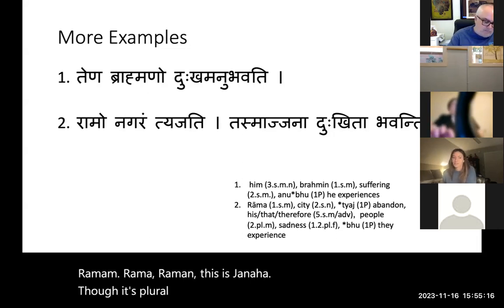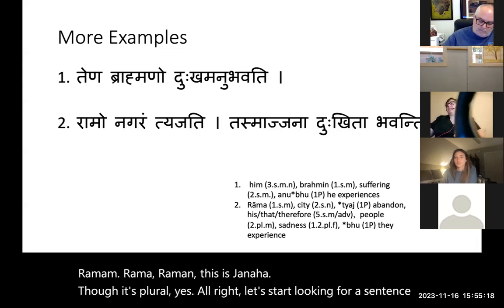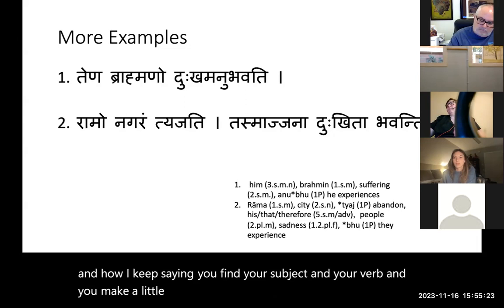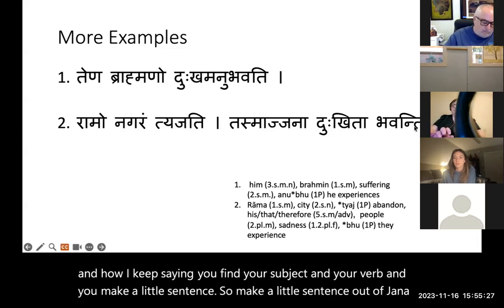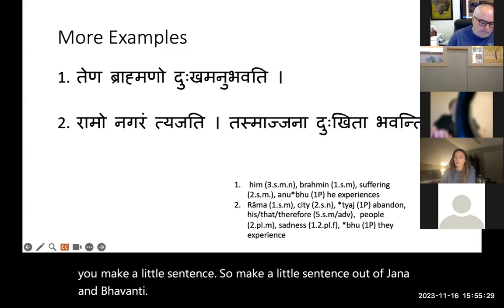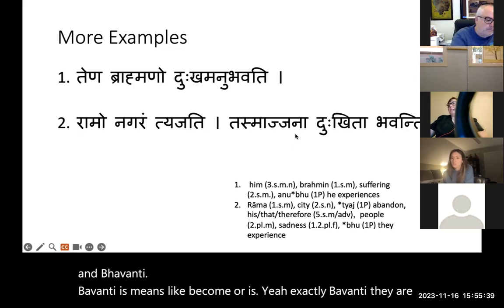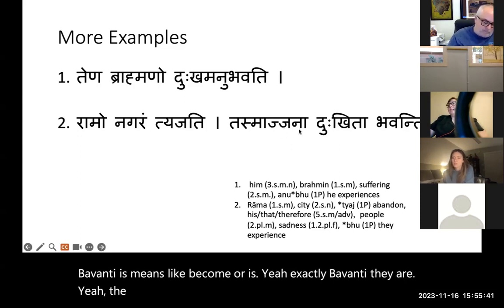Yes. All right, let's start looking for a sentence. And how I keep saying, you find your subject and your verb and you make a little sentence. So make a little sentence out of Jana and Bhavanti. Bhavanti means like become or is. So Bhavanti, they are. They become. The Jana, people become. All right. Now, we're into something interesting here.